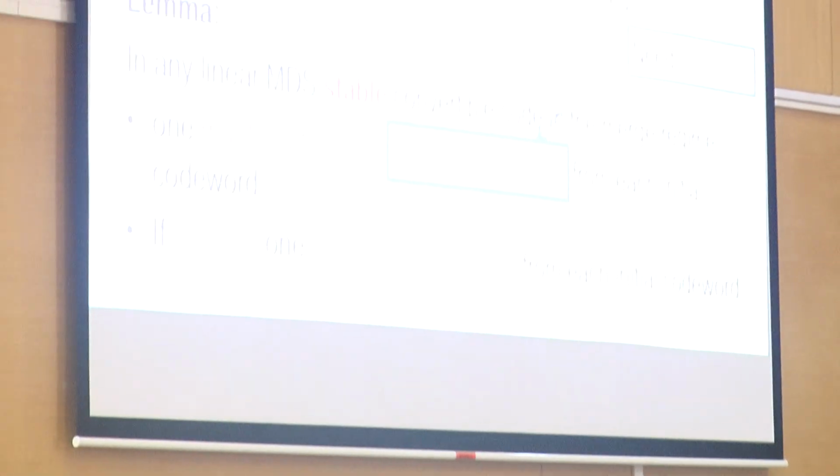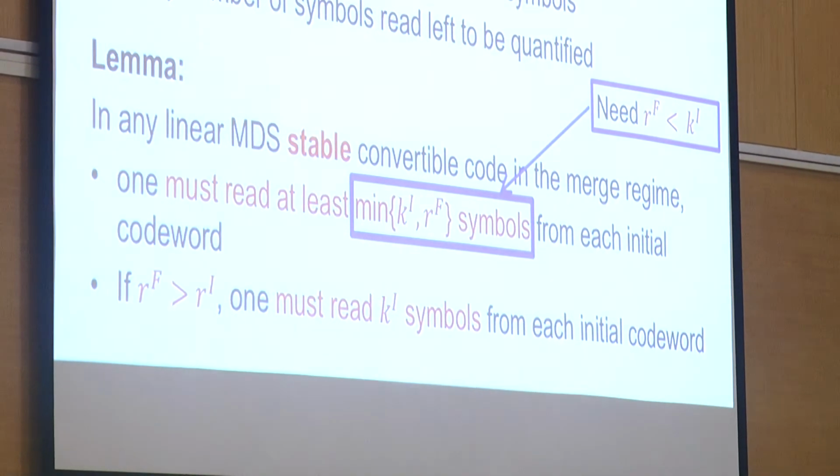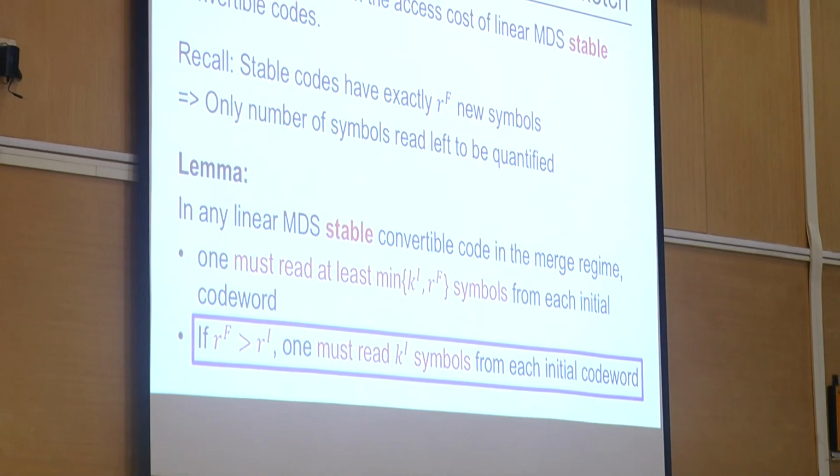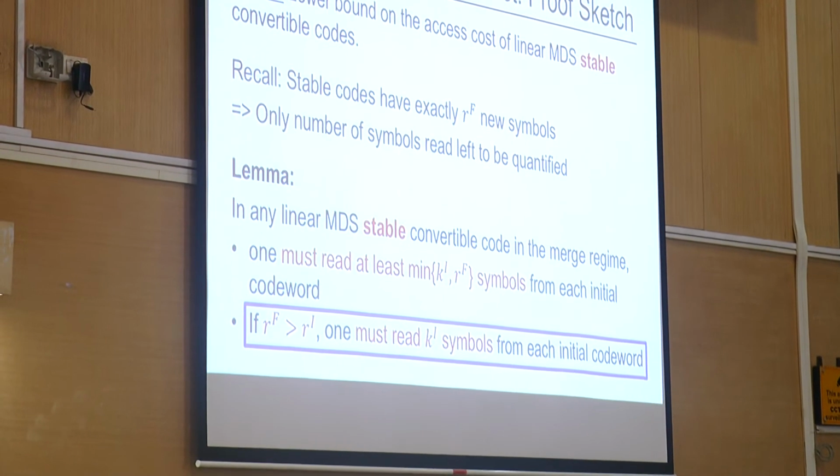So let's focus on this first term, the cost in the first bullet, which is min of Ki and RF. So recall that in the default approach, the number of read symbols is Ki, right? So in order to be able to do better than default approach, in this min, we need to be able to get RF, right? So for this, we need RF to be less than Ki. If RF is not less than Ki, the min would be Ki, which is same as default, so we cannot do better than default. And similarly, the second case is anyway reading Ki from each of the initial code words, where we cannot do better than default.